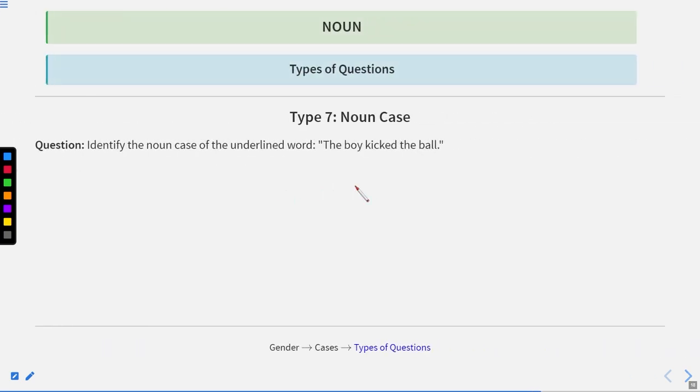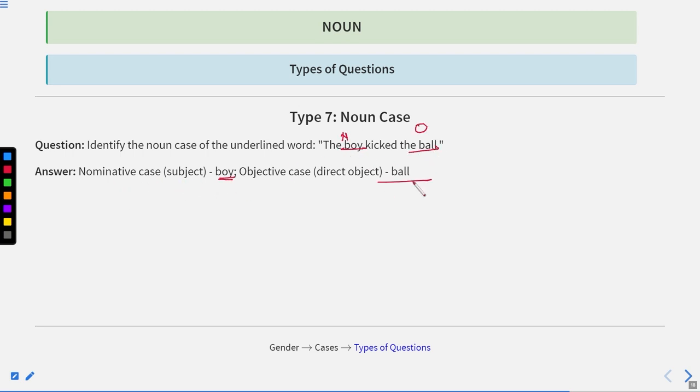This is the next type of question from noun: noun case. Identify the noun case of the underlined word. The boy kicked the ball. Here no word is underlined, but we have been asked about the noun case. So nominative case, subject: boy. Each and every word has been described. The boy is nominative case, the ball is the object. So we have written both the cases over here.